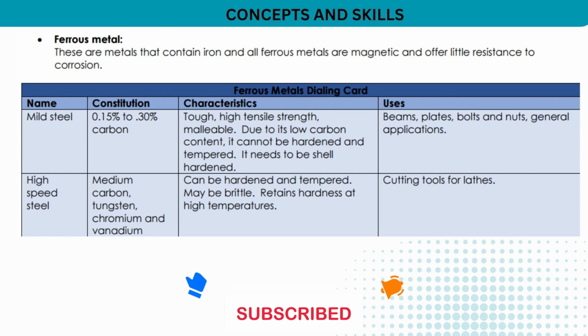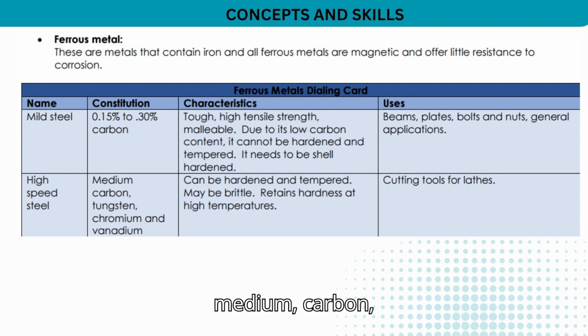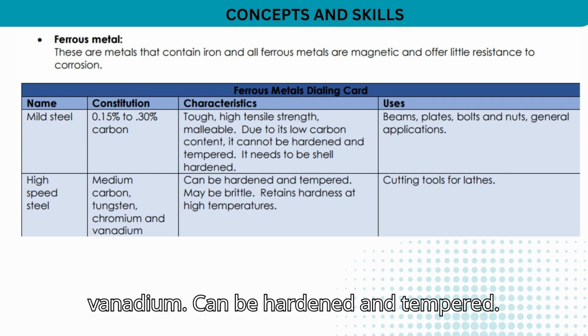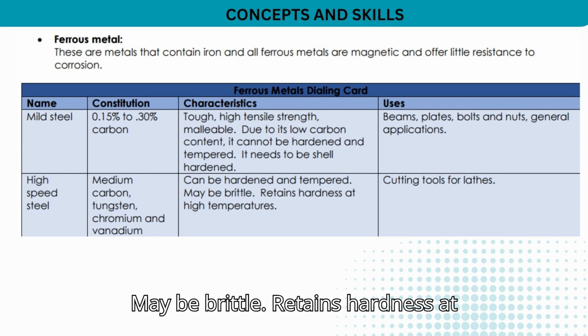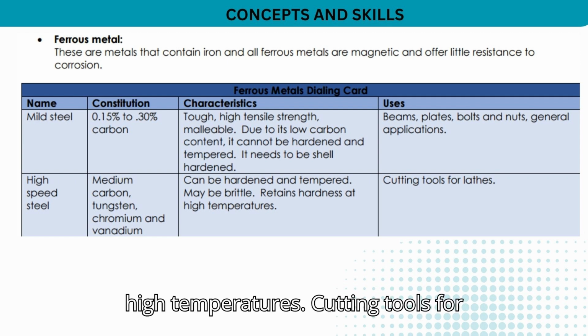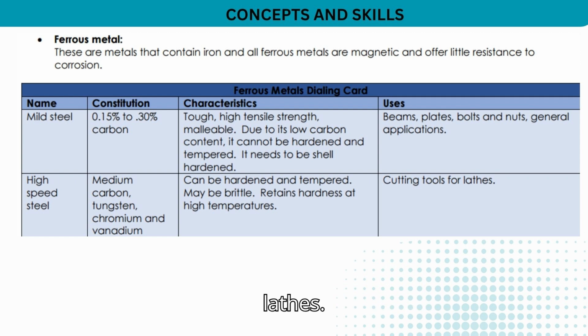High speed steel. Medium carbon. Tungsten, chromium and vanadium. Can be hardened and tempered. May be brittle. Retains hardness at high temperatures. Used for cutting tools for lathes.